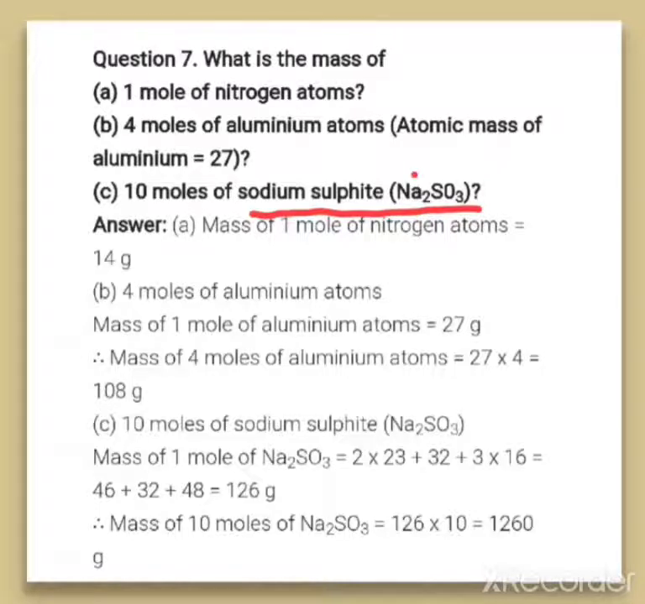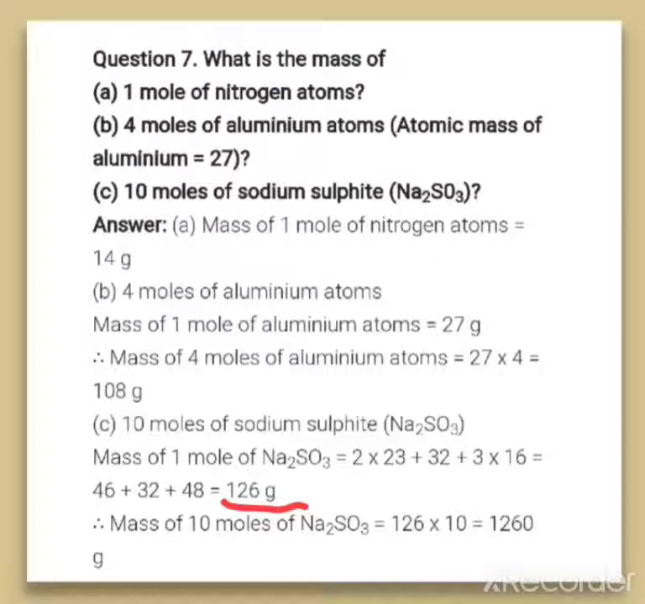So the atomic mass of sodium into 2, that is 23 into 2, then sulfur, atomic mass 32, plus 3 into 16, that is 3 oxygen, and 1 oxygen has mass 16. So when we do this, we get 126 gram. So 126 gram is the molar mass of sodium sulfide.